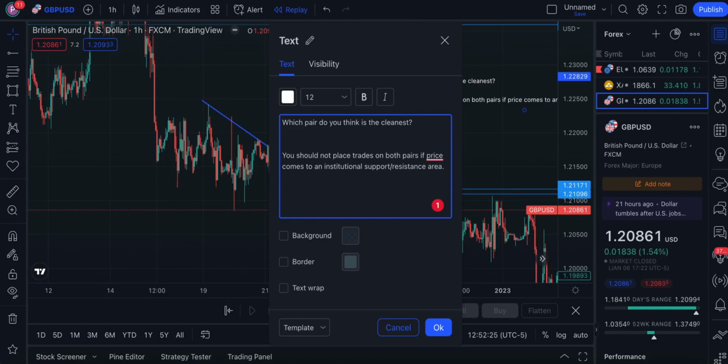You must pick which one you think is the cleanest. Or sometimes on both pairs, the price action is clean. So what I would do is I would just pick the one with better spreads, or the one with a smaller stop loss. That way it's just easier to place the lot sizes. It's all up to your preferences, but do not place trades on both pairs, because then you're basically doubling the risk.